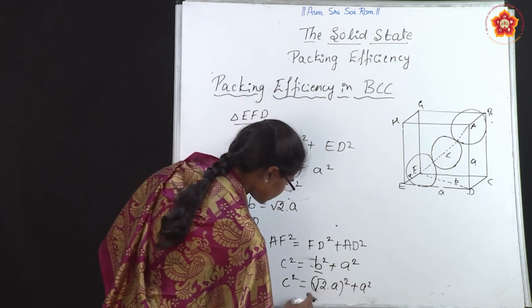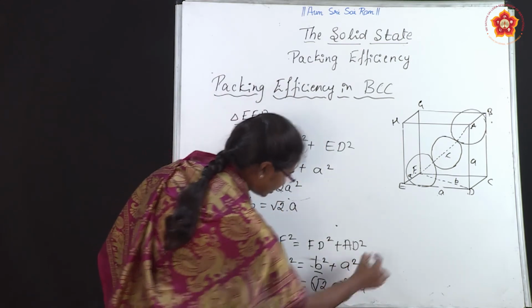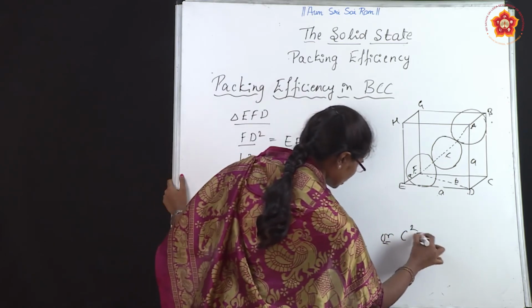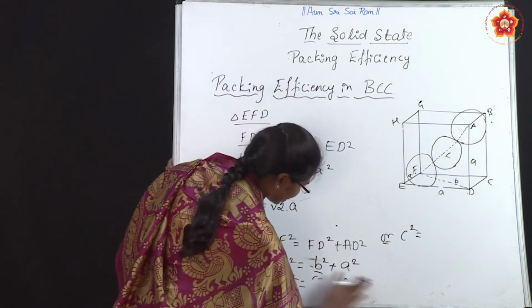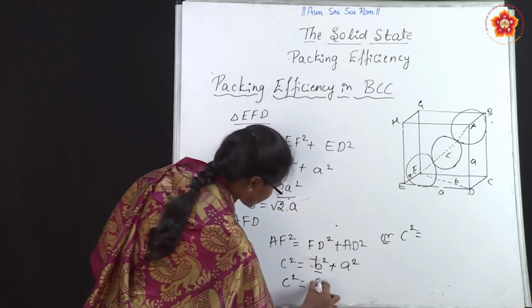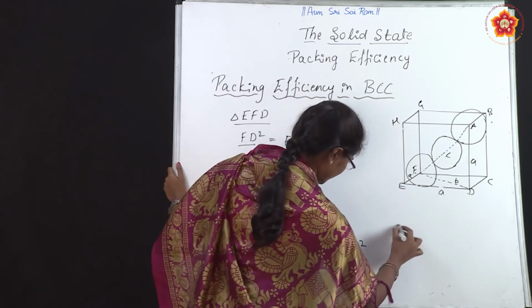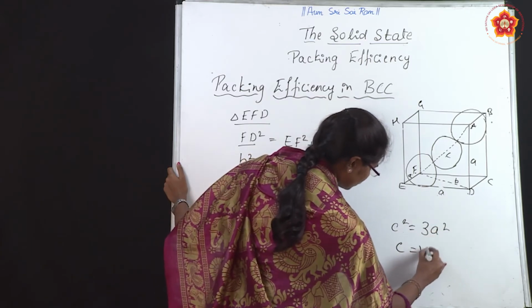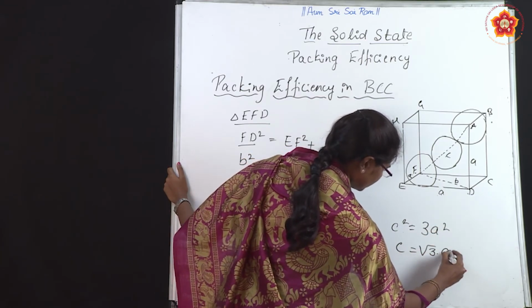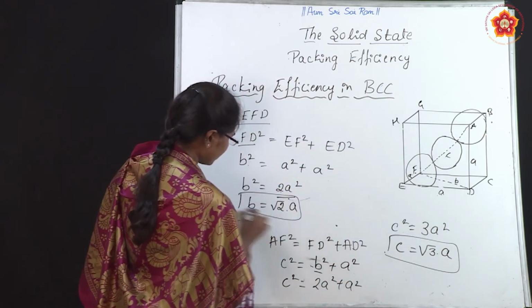Okay. So now what value will you get here? Or else you can put C square is equal to B square directly, you put the B square value. Okay, B square value means 2A square plus A square. What will you get? So C square is equal to 3A square. So C is equal to root of 3 into A. This is the C value, and this is the B value.